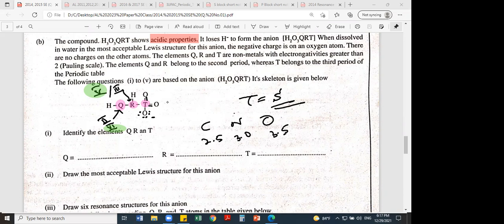T third period. H3O3. Now the problem is, look at this. What your argument is correct, but the problem is that at the beginning they have given H3O3 QRT acidic properties.